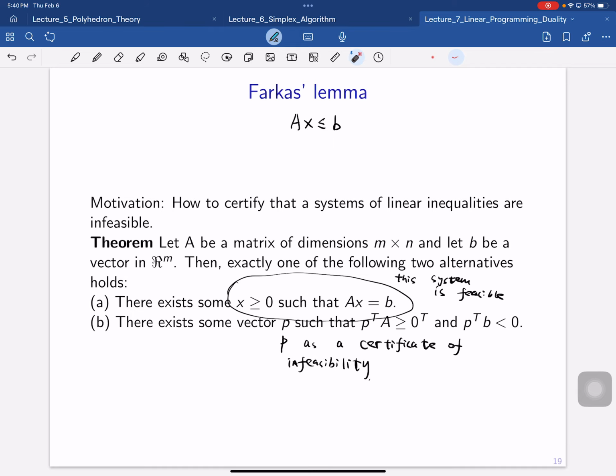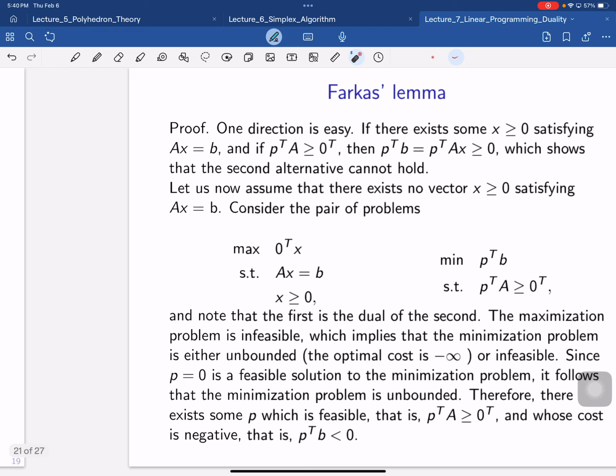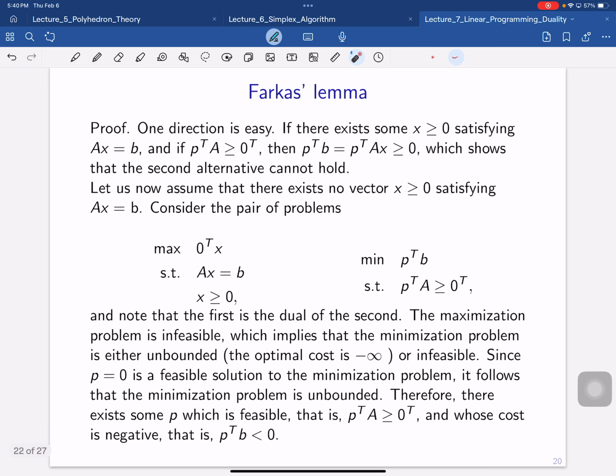I'm not going to show you the proof. You can prove this using linear programming duality. But actually, if you look at the history of linear programming, I think Farkas lemma was discovered before linear programming duality was discovered. You don't need linear programming duality to prove Farkas lemma. Actually, you can use Farkas lemma to prove duality, right? But then you can get a very simple proof if you use linear programming duality. Okay.